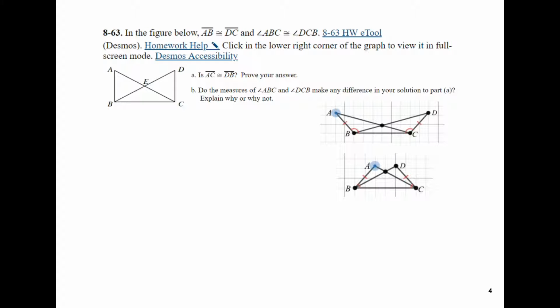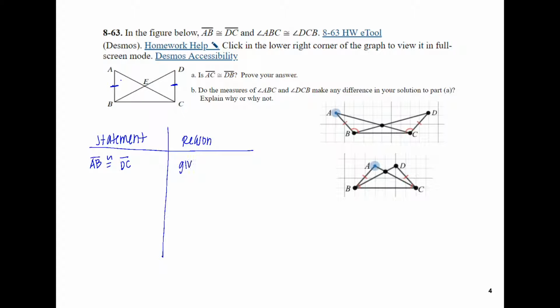In the figure below, line segment AB is congruent to line segment DC. So our statement, if we're proving our answer, is line segment AB is congruent to line segment DC, and our reason or our justification for that is because it is given. They also told us that angle ABC is congruent to angle DCB. Our reason for that is also given.